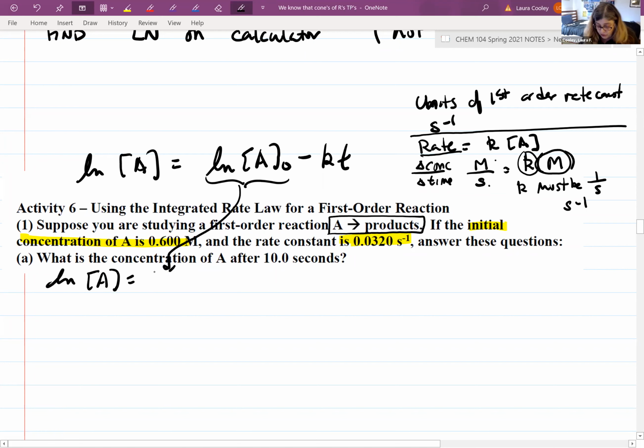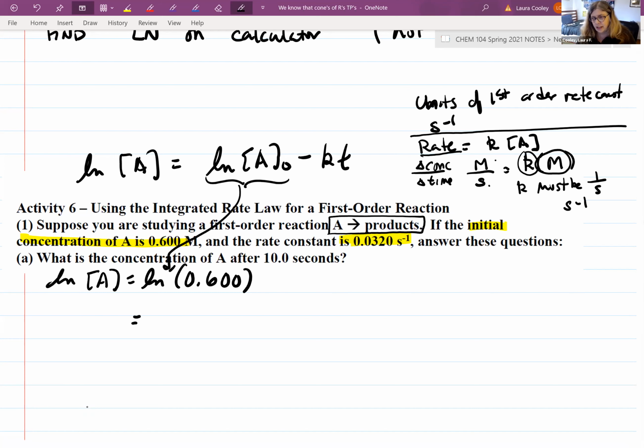What is the natural log of 0.600? Okay, what is that? Take out your calculators because you're going to wish you did if you don't. So I hope you have them. You're all at home, you should have your calculators there. What is the natural log of 0.6? Okay, negative 0.511. That's absolutely right.